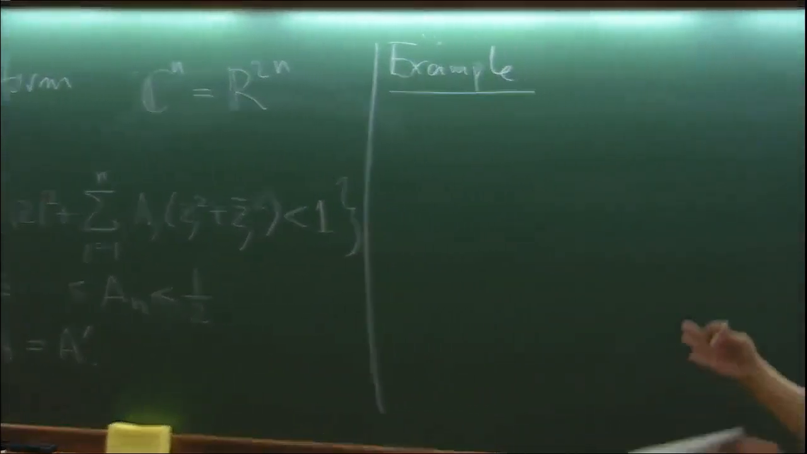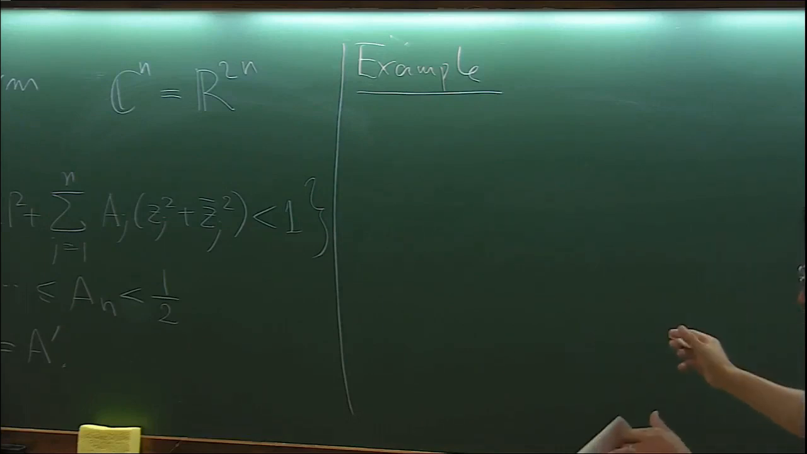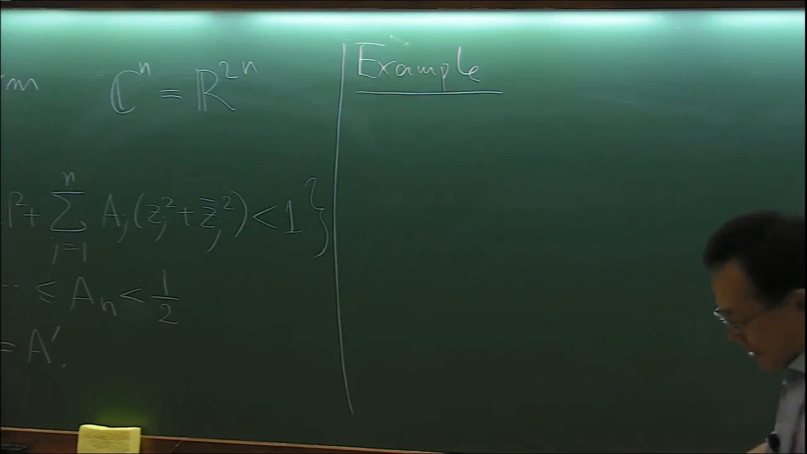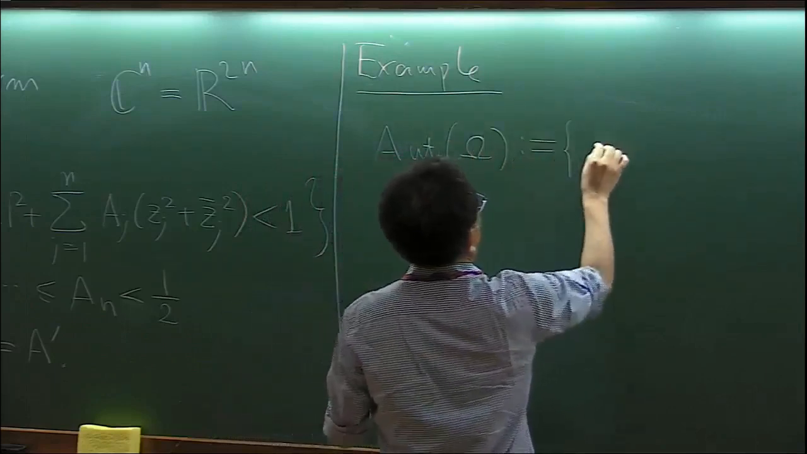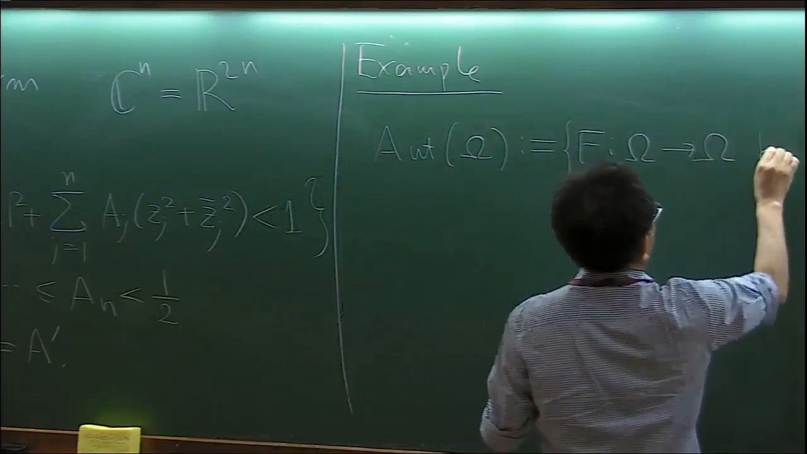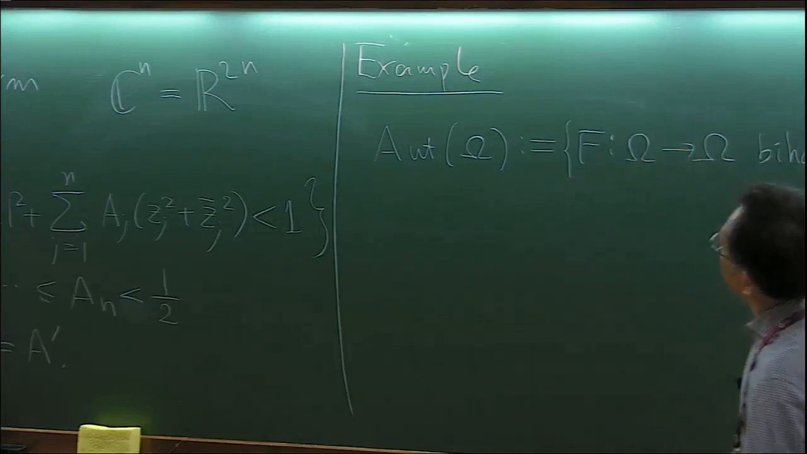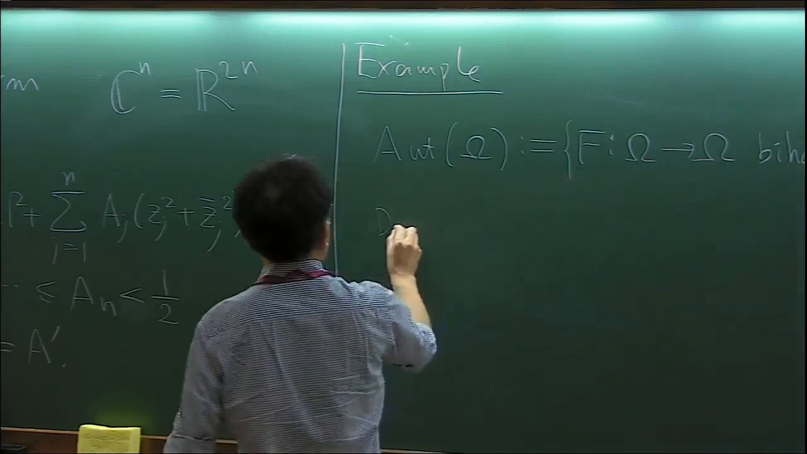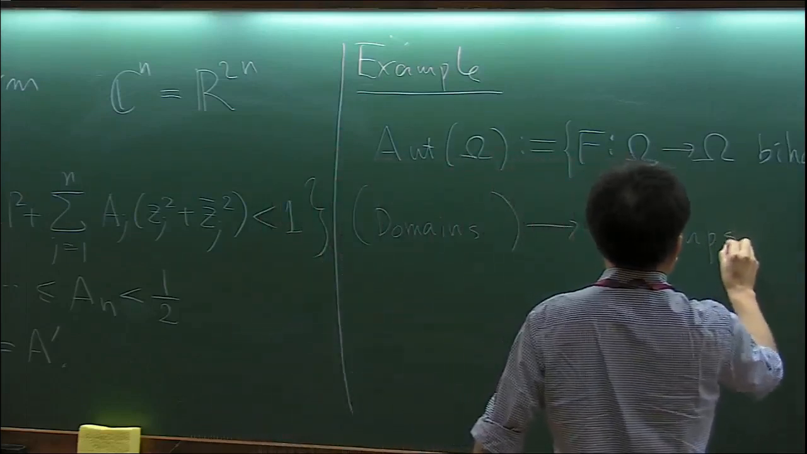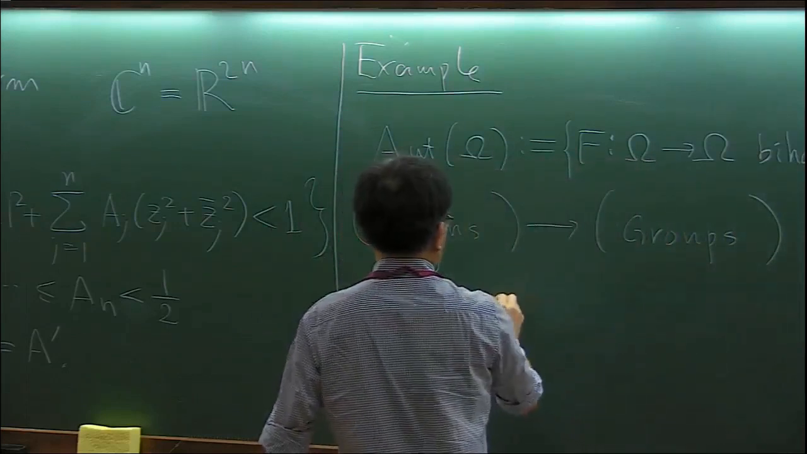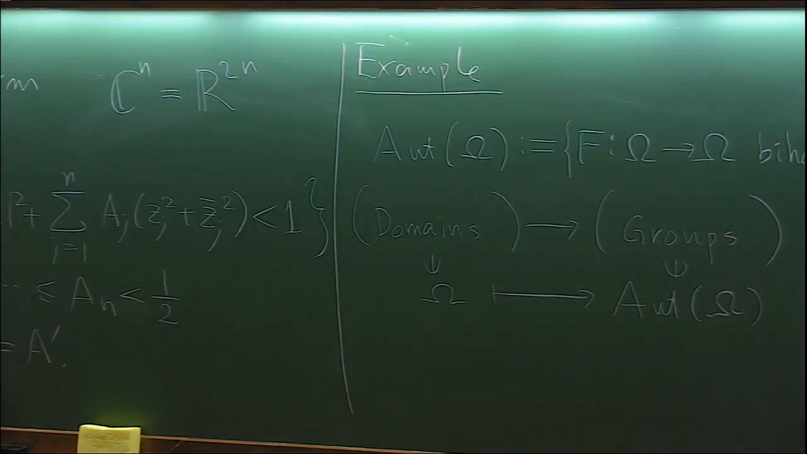So when you want to say two domains are not biholomorphic equivalent, one strategy is to make an invariant. If the invariant is different, the domains should not be equivalent. So one way to construct that is to take the automorphism group. So this is an F from omega to omega, biholomorphic. So consider, this is a map from domains to groups. So take a domain, then the automorphism group. So you can assign each domain a group.